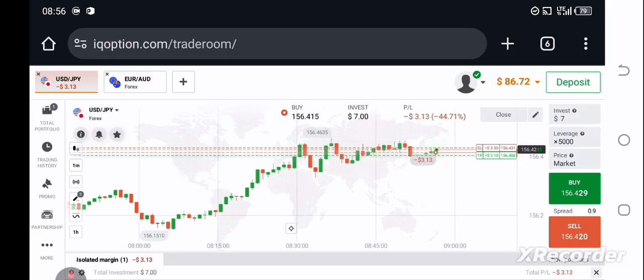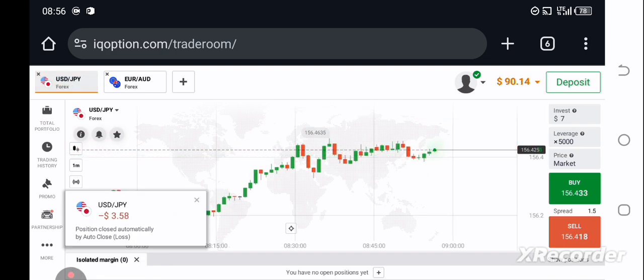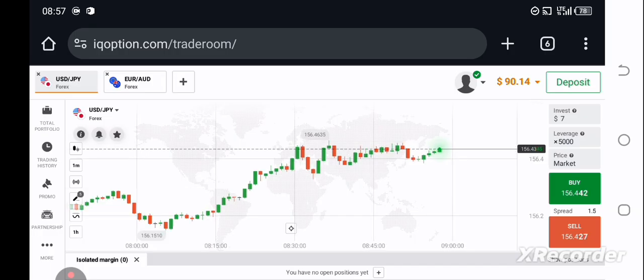Now I open a position in favor of sellers. So if you have a plus 30% profit, automatically it is going to close. The first one was an uptrend, and then we had a minus 3.5%, which is half of 7. Now you can see the position closed automatically by auto close, minus 3.58%.